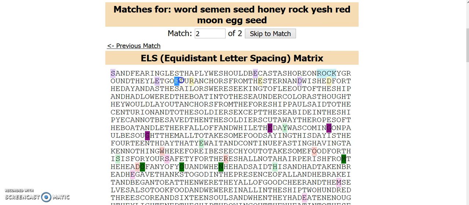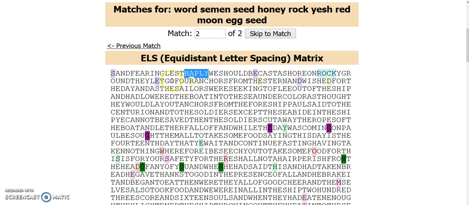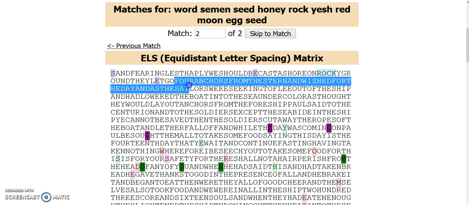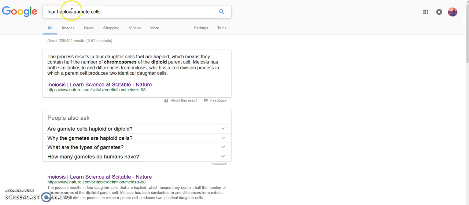You see that over here it's mentioning that they let 4 anchors from the ship. It says they let go 4 anchors from the stern, and haploid cells are 4 gamete cells. Okay, and I just put in 4 haploid gamete cells so you can see that.